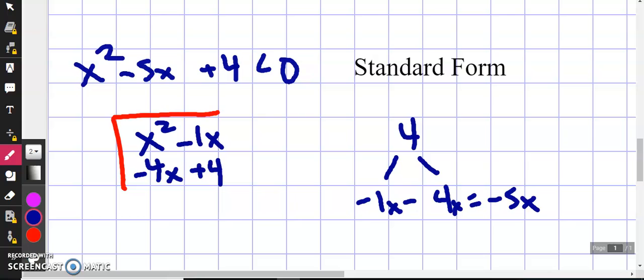Across my top row, I have an x in both terms. Across my first column, I have an x in both terms. I know I've got that right because x times x gives me the x squared in the top corner. If I go to the bottom row, I need a negative 4 here, and then I need a negative 1 here. And I double check, negative 4 times negative 1 gives me positive 4. So I've got my factors written correctly.